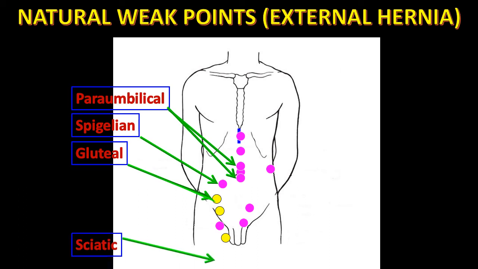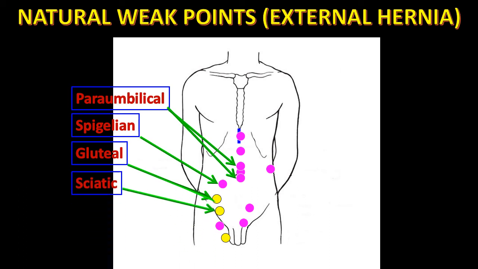The gluteal and the sciatic hernias. The gluteal protrudes through the greater sciatic foramen and the sciatic protrudes through the lesser sciatic foramen. Both of them are labeled in blue because they don't appear clinically except after development of complications and diagnosis after laparotomy, because these two hernias are covered by bulky muscles, which don't show them clinically.